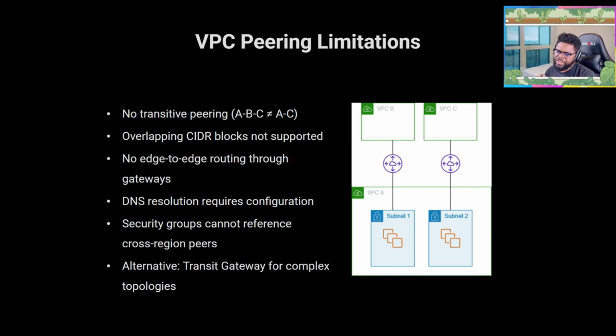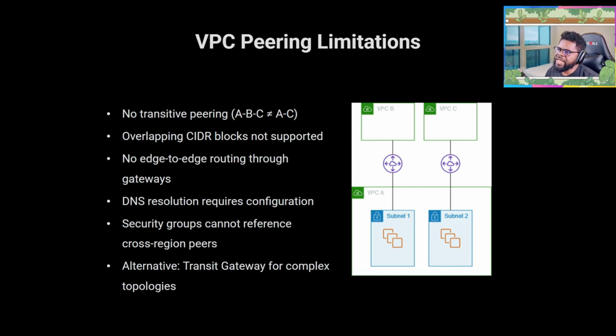No edge-to-edge routing through gateways. We've seen how we've used NAT gateways and internet gateways. You can't say, because I'm connecting to this VPC through peering, I can use some of the gateways that this other VPC has. So if I connect to a VPC, I can't inherit the internet gateway of that other VPC. If that other VPC has an internet gateway, I can't use a peering connection to inherit it. But we'll see some of the other solutions that solve that for you right out of the box.